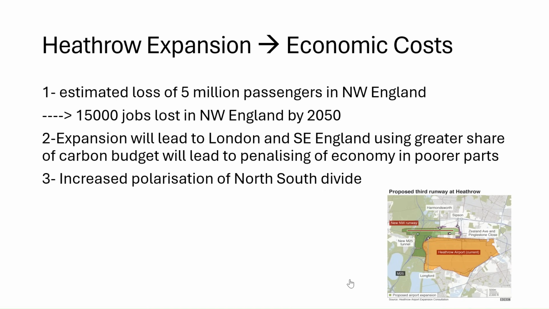And the expansion will lead to London and southeast England using a greater share of the UK's national carbon budget. What this means is that it will actually penalise economies in poorer parts. Since airports will bring in a lot more pollution and a lot more carbon budget will be used, the area will have to pay more. The local council will have to pay more. And this would mean that poorer economies or poorer businesses will be affected, and there'll be an increased polarization of the north-south divide, with the south obviously benefiting a lot more from this rather than the north of England.